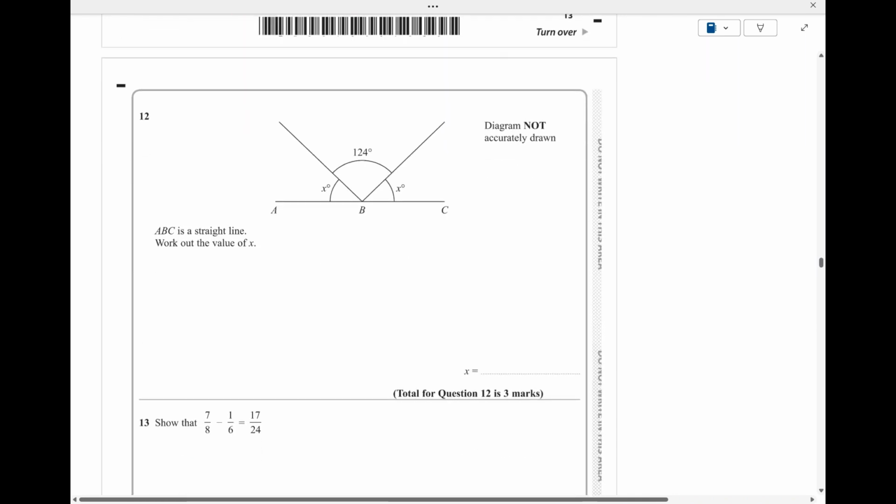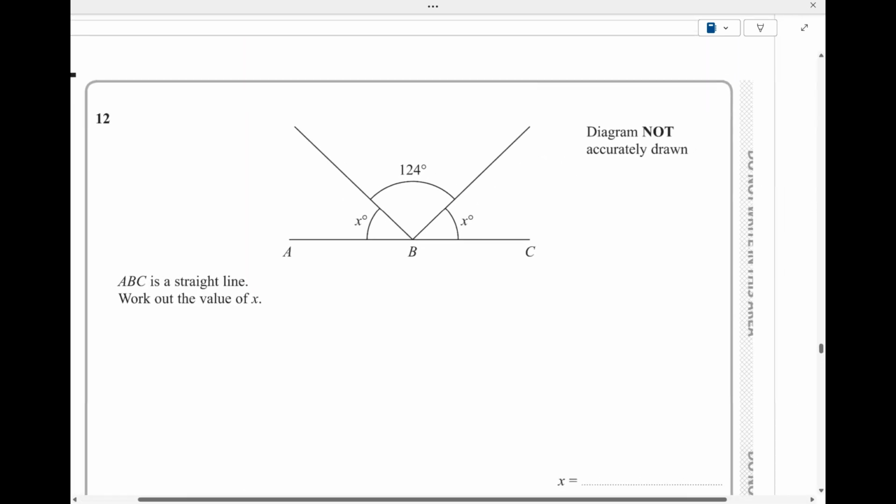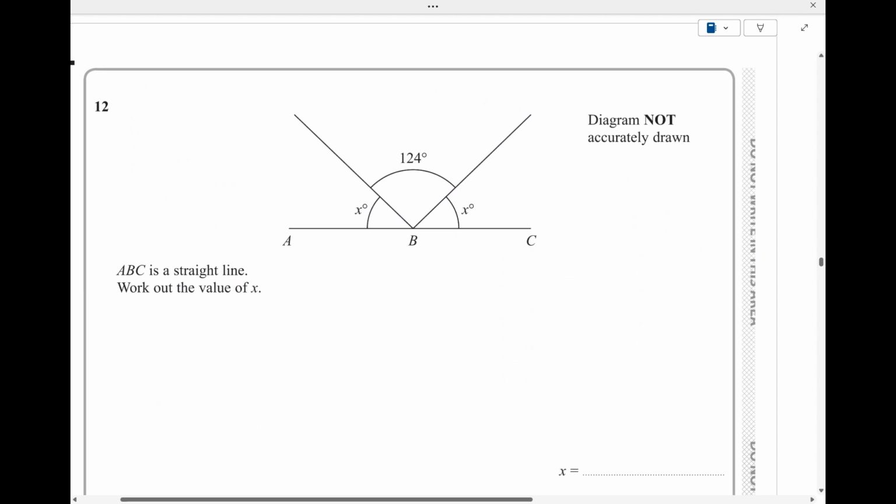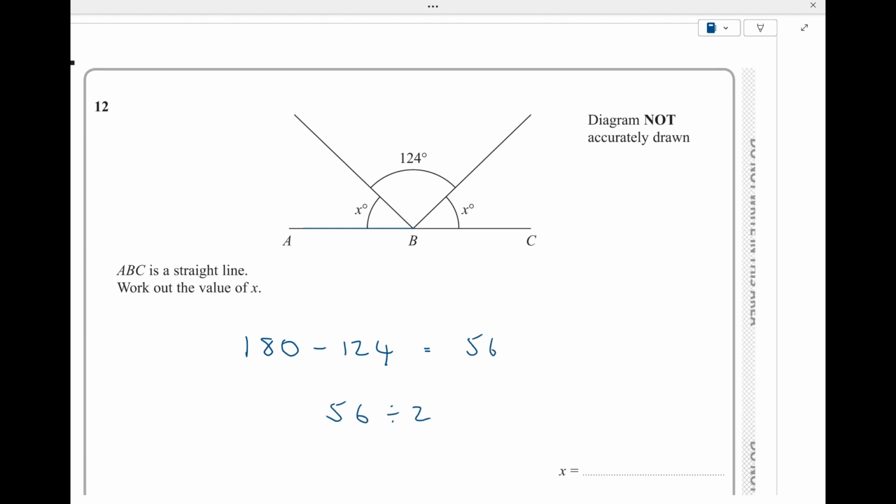Question 12 coming up. Now, look, I've got a straight line there. So I know that all the angles on a straight line add up to 180. And in this case, I've got x, 124, and then another x. So to work out x, I can do 180 minus the 124. And then I'm going to divide what I get, which is 56, and I divide that by 2 to tell me that each of the angles is 28.